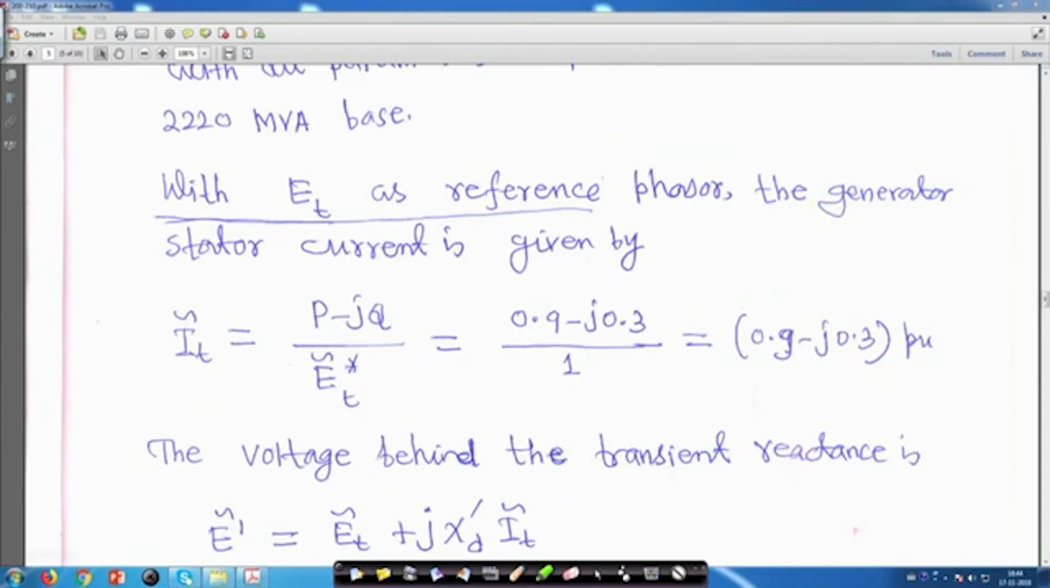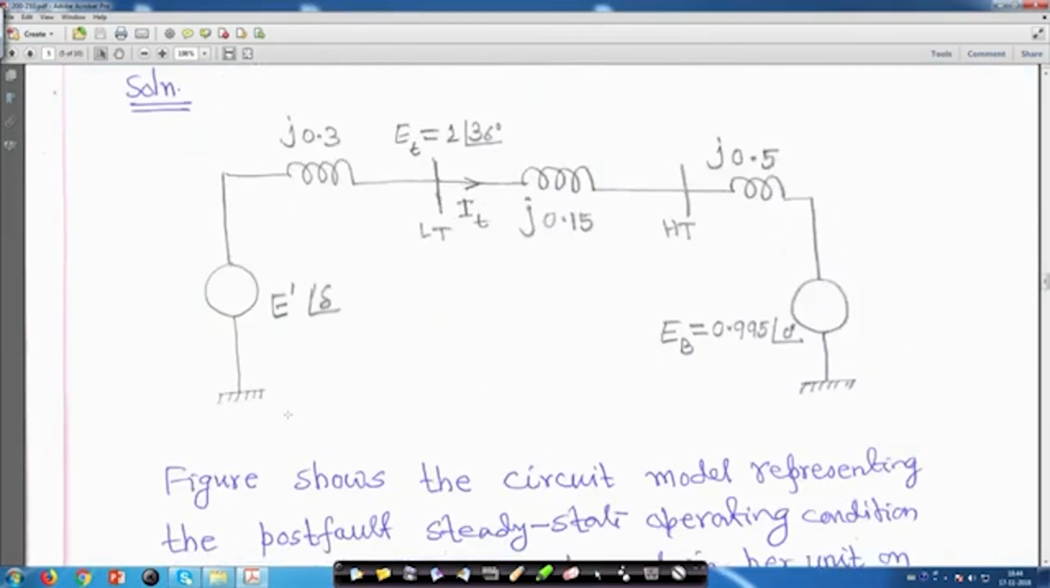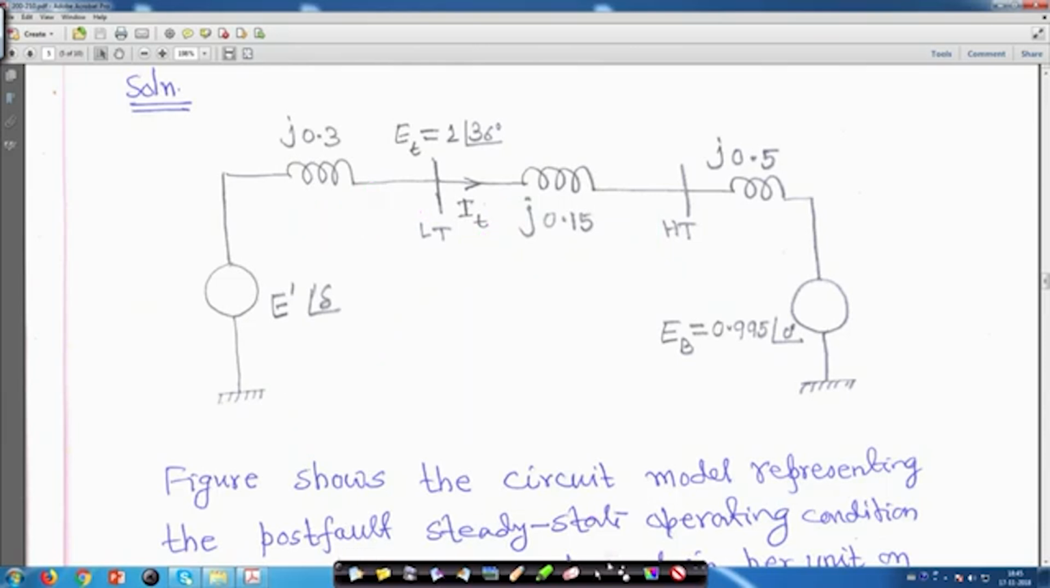Next, if you come back to this figure, from there also you can write that in general E dash tilde is equal to E t tilde in phasor form plus j I t times x d dash, because this is my x d dash and the current flowing through this is I t. Therefore, E dash tilde will be E t tilde plus j I t x d dash, right.